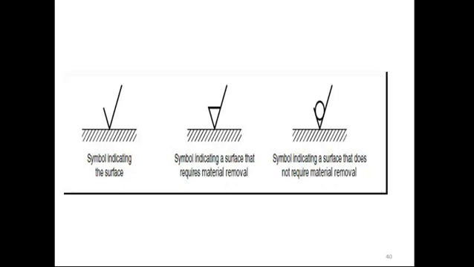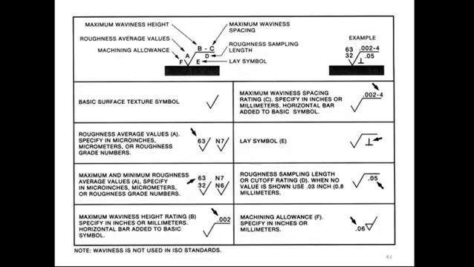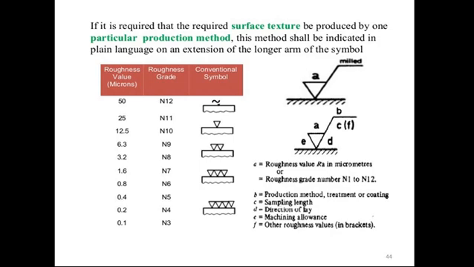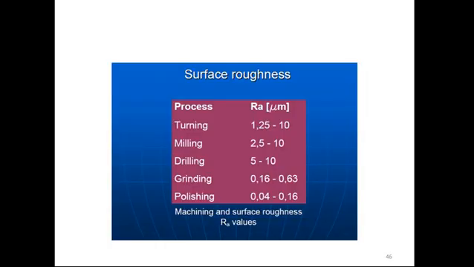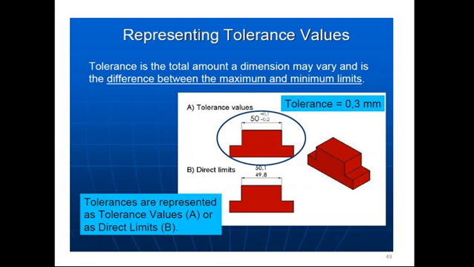Then we saw the symbols, how to denote on a drawing what kind of operation you require, and the method of writing them. We also discussed the roughness Ra value and the process capability of every process like turning, milling, grinding and polishing, because every process has its own capability, that is, what kind of Ra it can achieve. In the last lecture we also discussed GD&T and the tolerance limits.